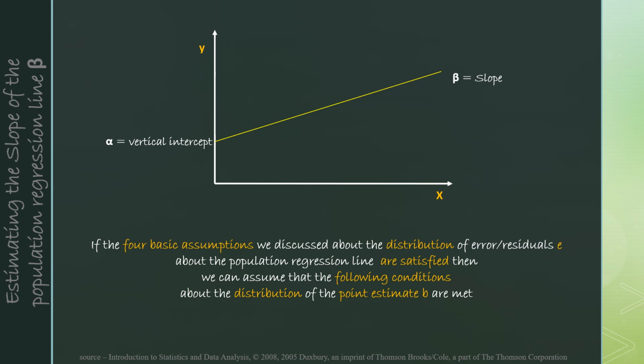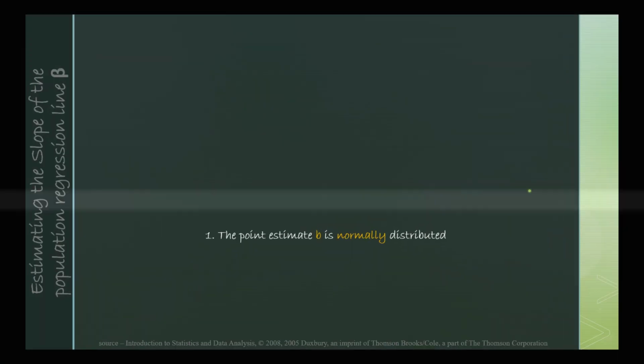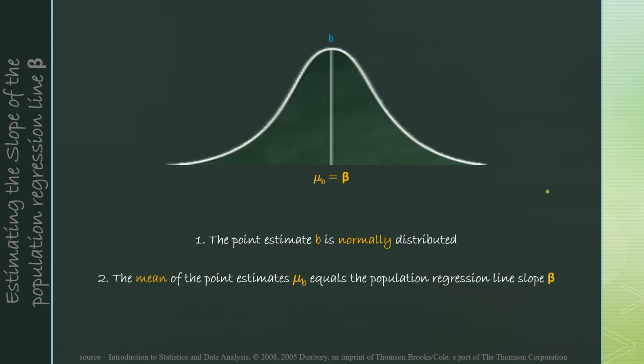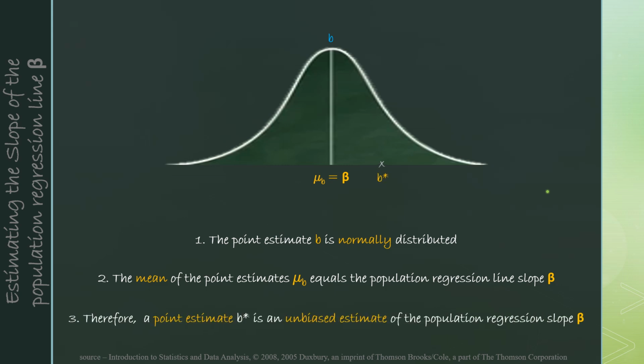If the 4 basic assumptions we discussed about the distribution of the error or residuals e about the population regression line are satisfied, then we can assume that the following conditions about the distribution of the point estimate b are met. The point estimate b is normally distributed. The mean of the distribution of b, denoted by mu b, equals the population regression line slope beta. Therefore, the point estimate b is an unbiased estimate of the population regression slope beta.